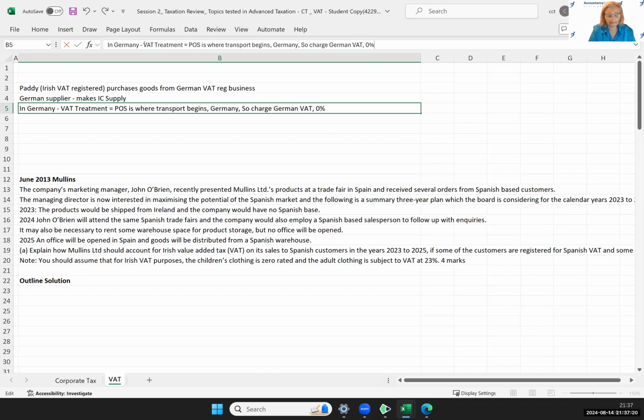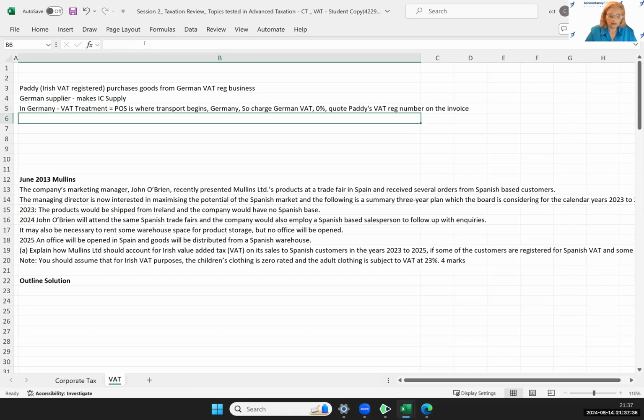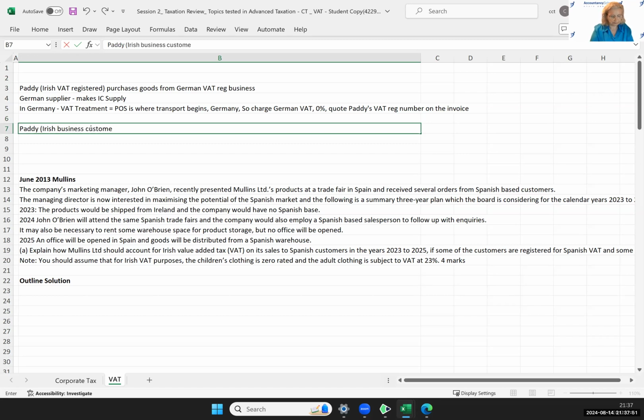Charge 0%. But the German VAT rules will also say that they will have to quote Paddy's VAT reg number on the invoice. Okay. So that's the German supplier. Then in Ireland, so Paddy, he's the Irish customer. What's Paddy doing? Paddy is making an intra-community acquisition.